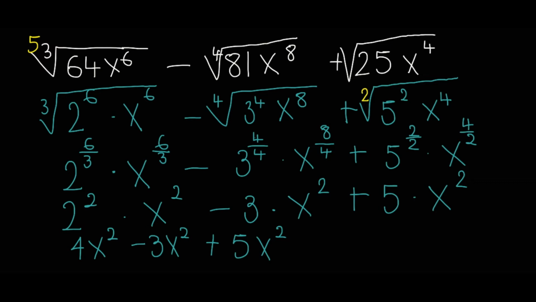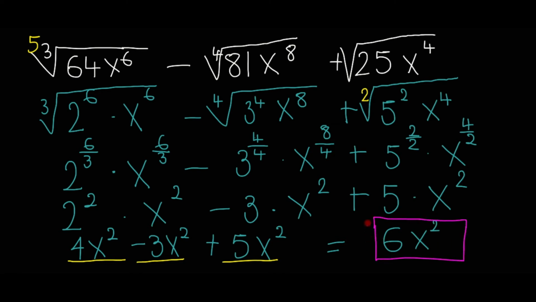From there you can notice that we have like terms, so when I add the like terms I have 4x squared minus 3x squared plus 5x squared. 4 minus 3 is 1, and then 1 plus 5 means our final answer is 6x squared. So we simplify in this way.